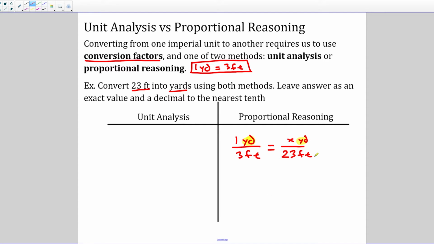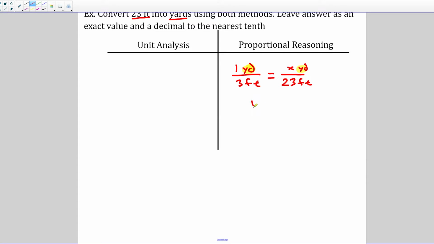Once we're at this step, we want to go ahead and drop our units. Rewriting our equation, we end up with 1 over 3 is equal to X over 23. What we have now is a linear equation that we can solve by cross multiplying and then dividing. So we're going to first multiply 1 times 23, which gives us 23. And then we're going to multiply 3 times X, which gives us 3X.